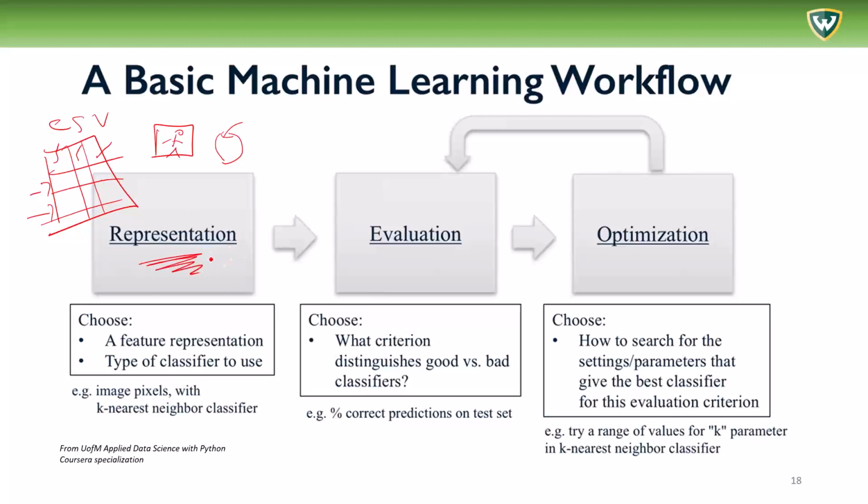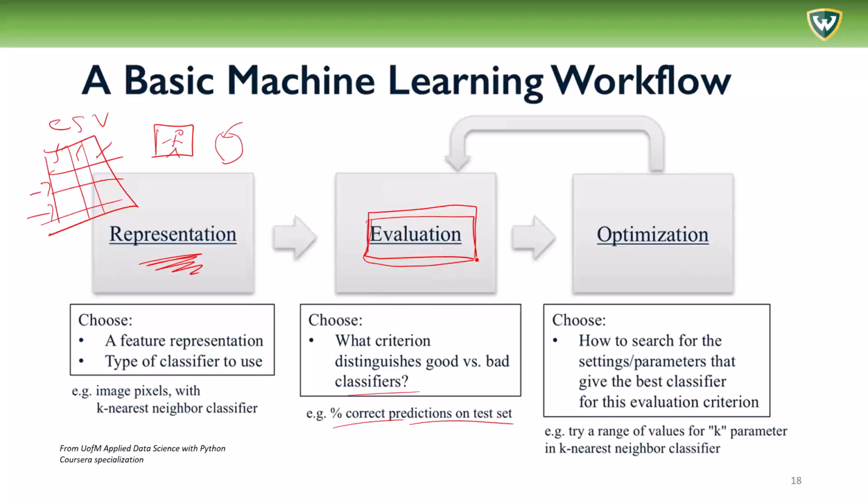Once the data is represented and we feed it into the model, there's also an evaluation process that we need to do. So we talked a little bit about training the model and then predicting a new feature, a new object. But then also we need to evaluate. So what criterion distinguishes a good versus a bad classifier? A measure that we usually use is percent of correct predictions. So that's the accuracy measure.